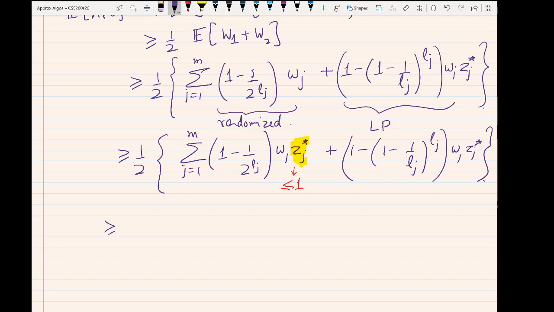So now what I'm going to do is again do what we did before. Write this as greater than or equal to 1 of this big function, which is 1 minus 1 over 2 raised to Lj.